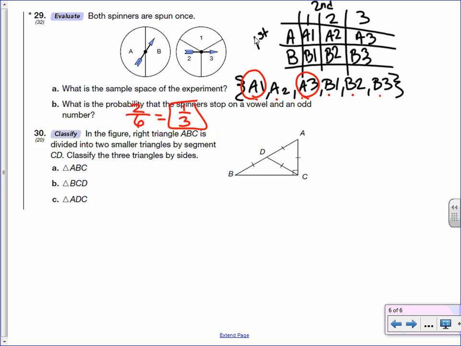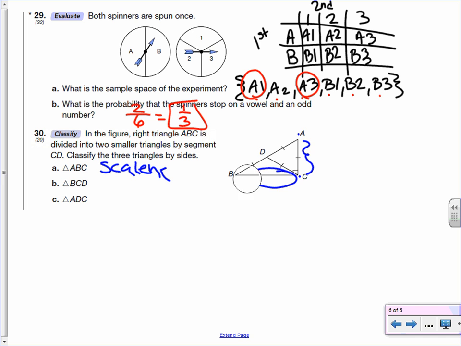In the figure, right triangle ABC is divided into 2 smaller triangles by segment CD. Classify the 3 triangles by sides. So if we look at triangle ABC, there's no marking on here to tell us that it's the same length as this side. So we're going to say that this one is scalene.